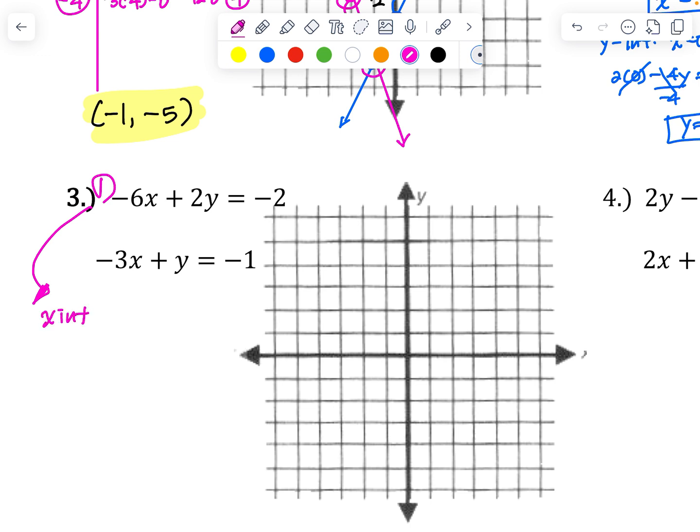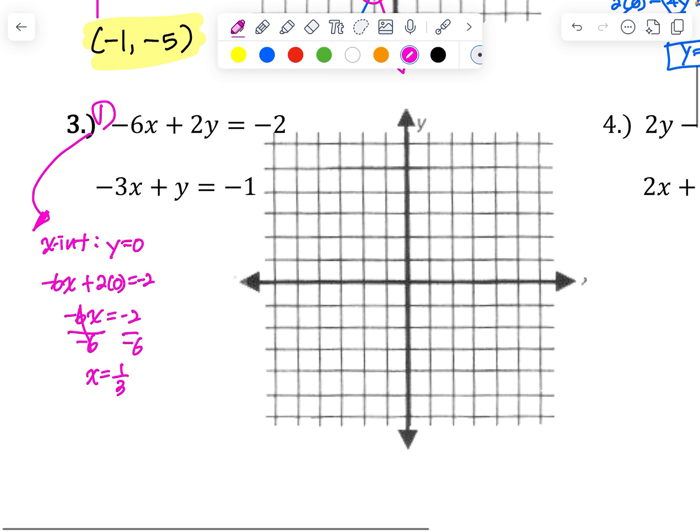X-intercept, y equals 0. That's negative 6x plus 2 times 0 equals negative 2. That's negative 6x equals negative 2, divided by negative 6. X comes out to 1/3. The x-intercept is at 1/3, it looks like. Not the prettiest number, but that's okay.